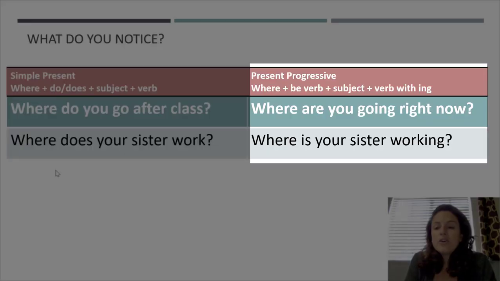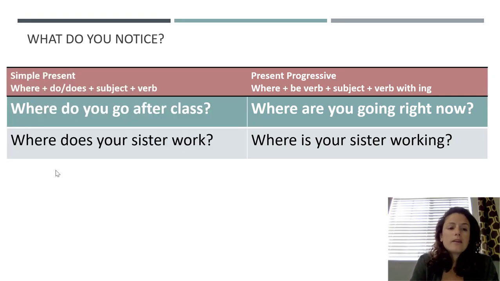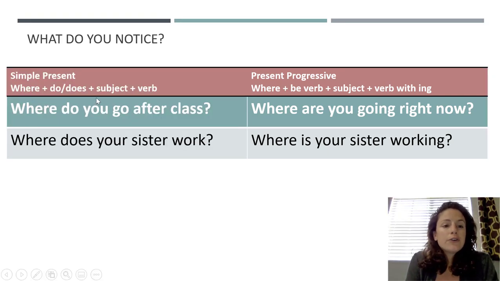On the right, the questions are using the present progressive tense. Where are you going right now? The rules for these are also here. For simple present, we have where plus do or does plus the subject plus the verb. Where, do or does. The subject in the first one is you. The subject in the second sentence is your sister. And then we have our verb, go and work.